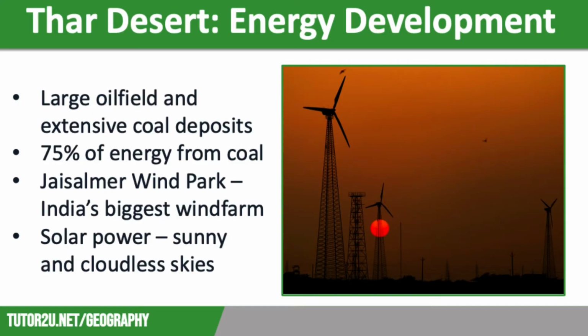The vast open spaces mean that the landscape is exposed with nothing to reduce wind speeds. As a result, the desert here is home to the Jaisalmer wind farm. It is India's biggest wind farm. The sunny, cloudless skies of the Thar Desert also mean that it is the ideal location to generate solar power.